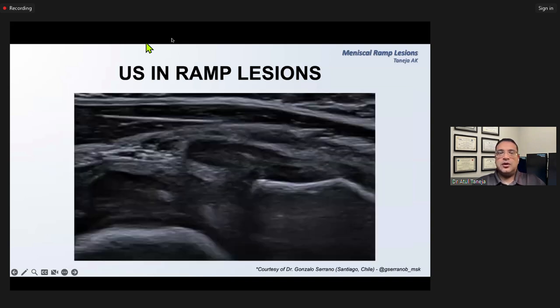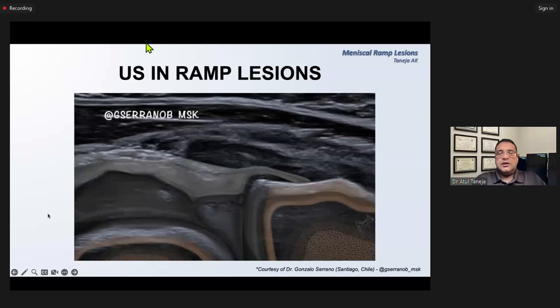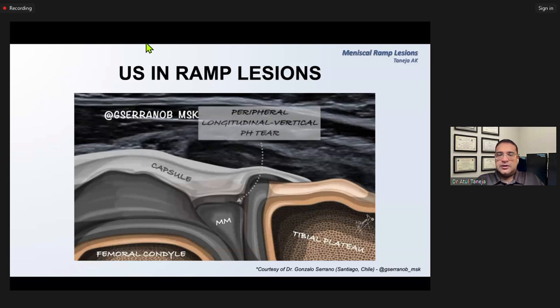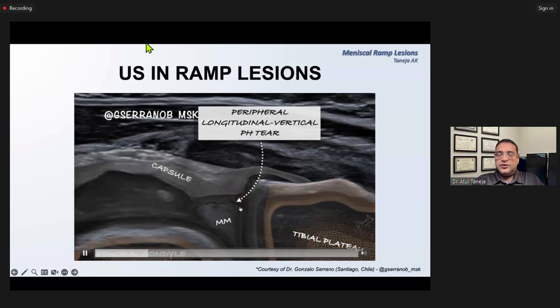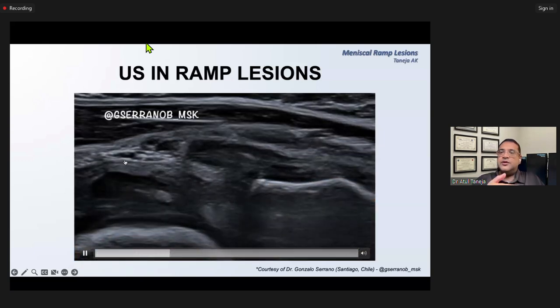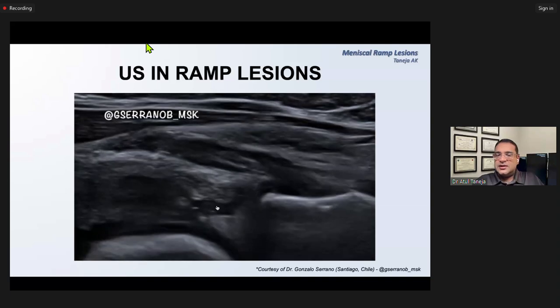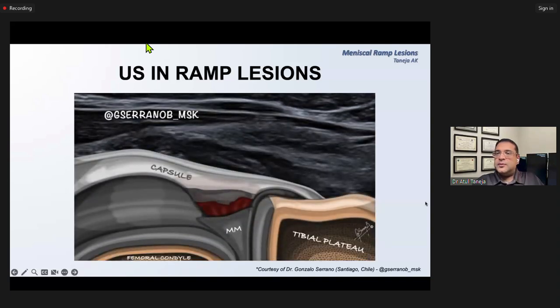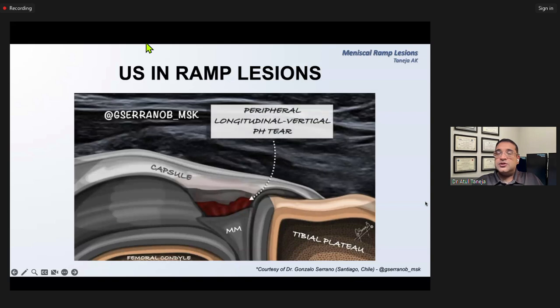Okay, let me show you some other case under ultrasound. That's some nice illustration by my friend Gonzalo from Chile using ultrasound. I just played it so you can see. That's what we expect, a peripheral tear of the medial meniscus, the same positioning along with the semimembranosus, semiflexed knee, and then you ask the patient to do some contractions, and then it will open up this gap. So you can do it on ultrasound.